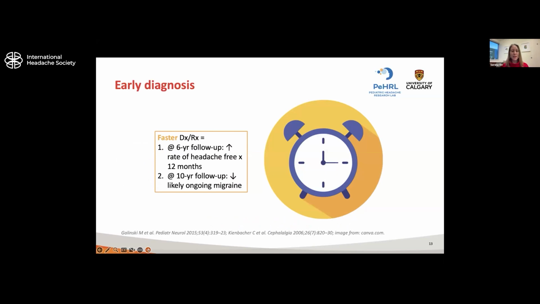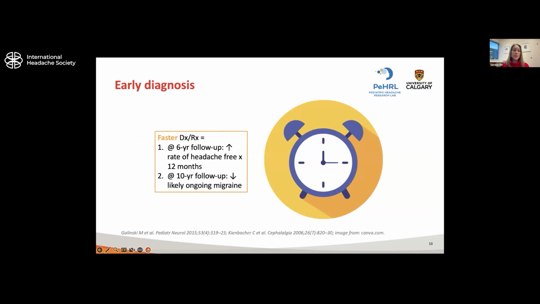I hope to see more in the coming years, but there's at least a couple of studies that have shown that if we get in early with a diagnosis and treat appropriately, that we can impact the long-term prognosis of these patients. And we know that migraine is associated with lifelong, not only physical health problems related to the disease, but also increased incidence of mental health problems.